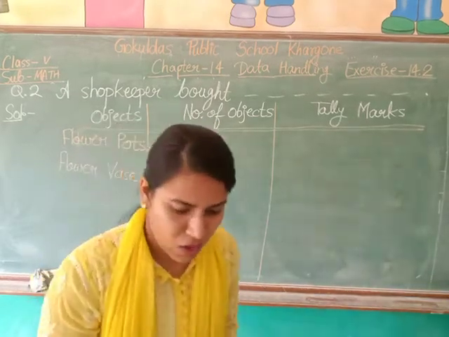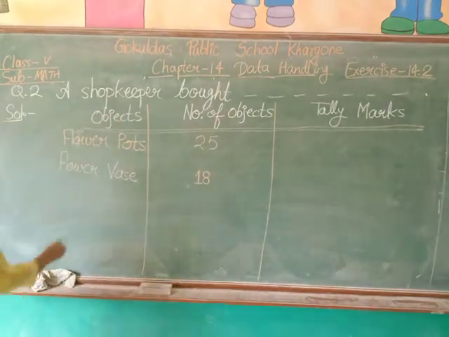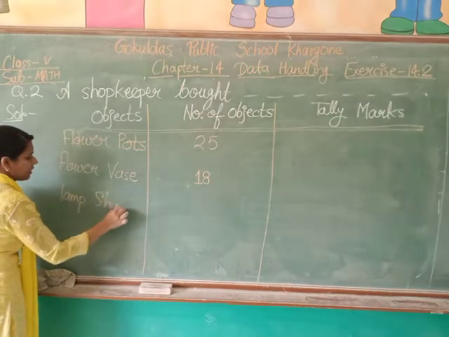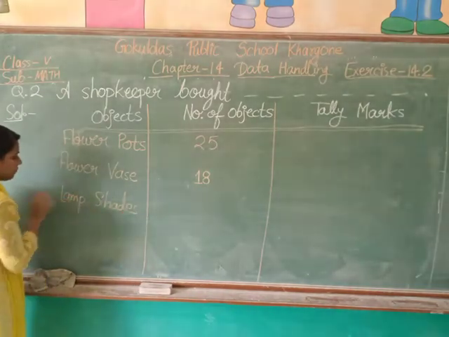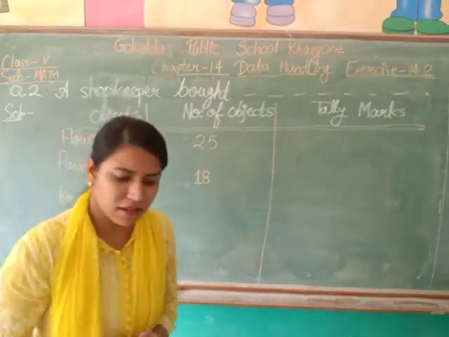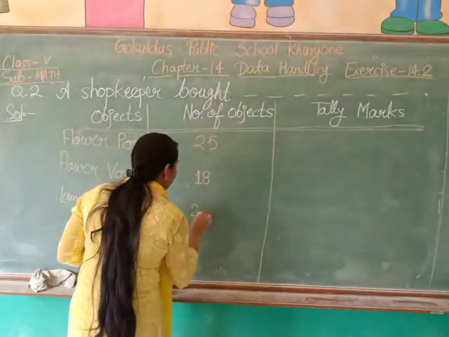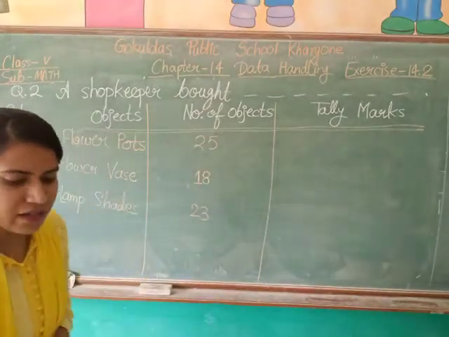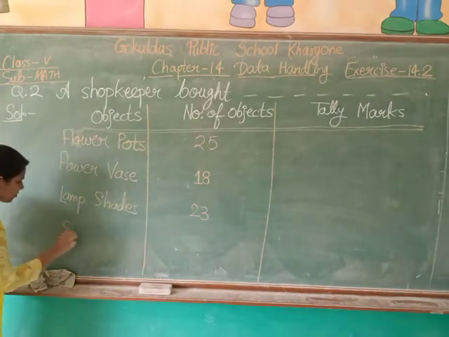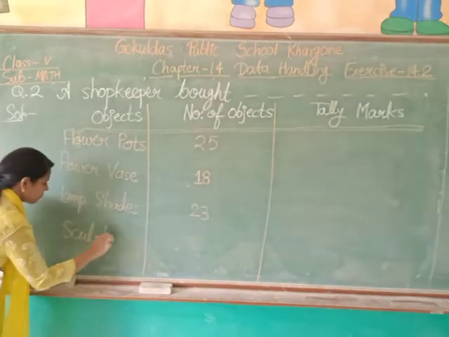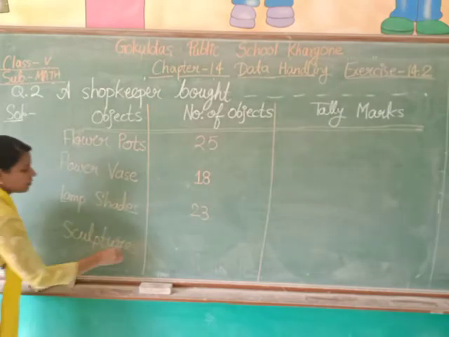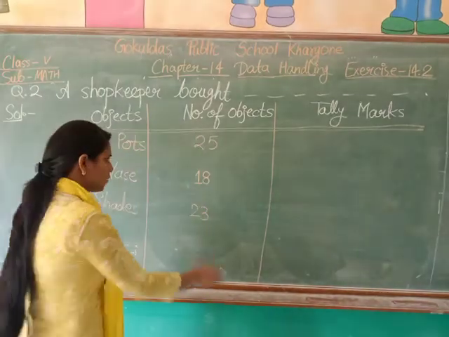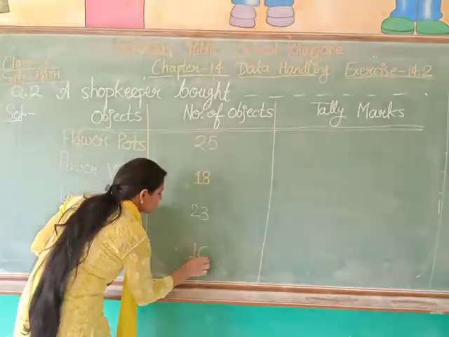Okay. Now the next object is lampshades. How many? 23. So write 23 in number of objects. And the last object is sculptures. How many? In the book it is given how many? 16. So write 16 in number of objects column.